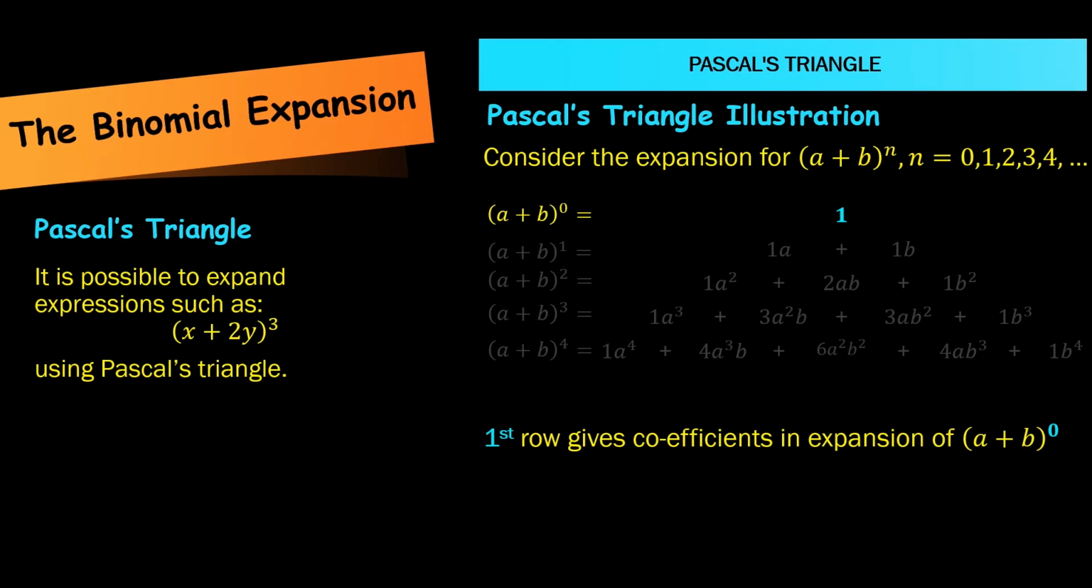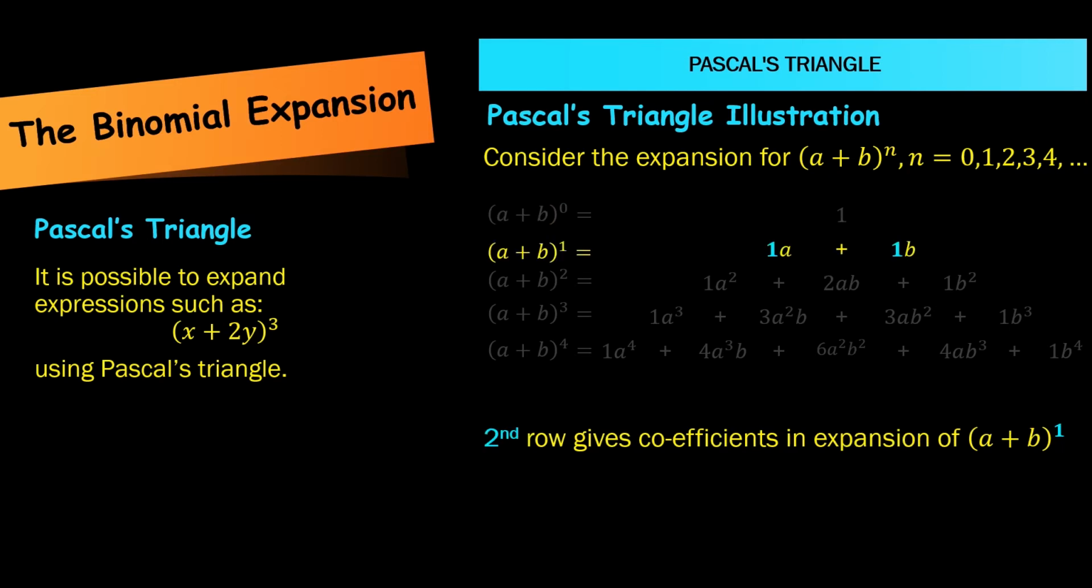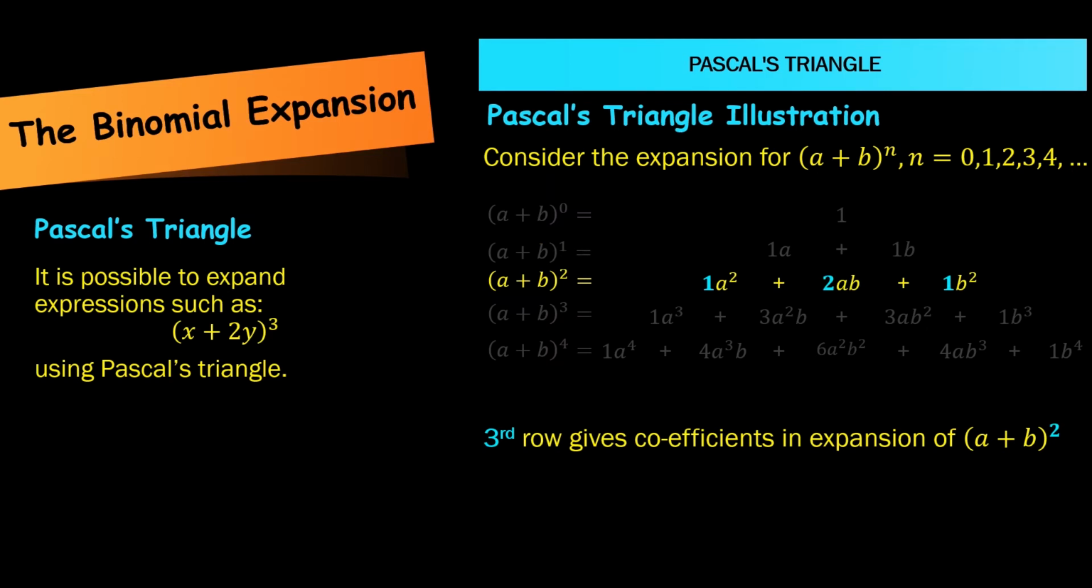So the first row gives the coefficients in the expansion of a plus b all raised to the power 0. The second row gives the coefficients in the expansion of a plus b all raised to the power 1. The third row gives the coefficients in the expansion of a plus b all raised to the power 2. And similarly, the fourth row corresponds with the expansion of a plus b all raised to the power 3.